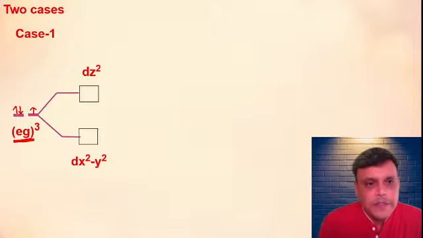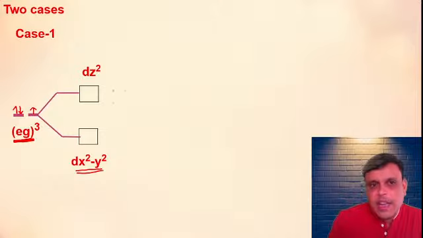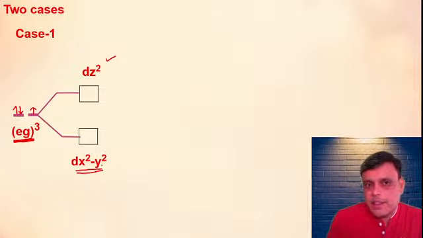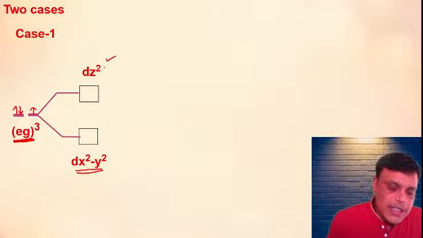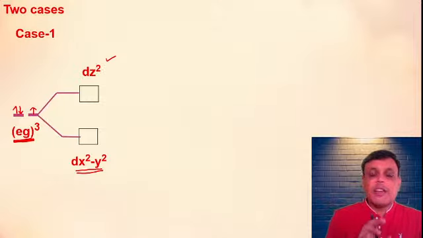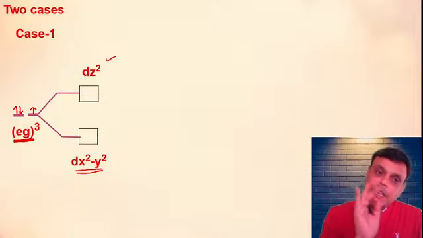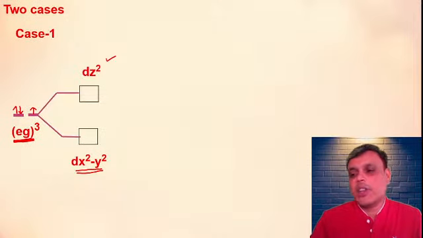Now what happens in this case? eg orbital means which orbitals? dx square minus y square and dz square. These are eg orbitals. When dx square minus y square is lower in energy, this is case 1, and dz square is higher in energy. Now here splitting of eg orbital takes place. ठीक है ना?